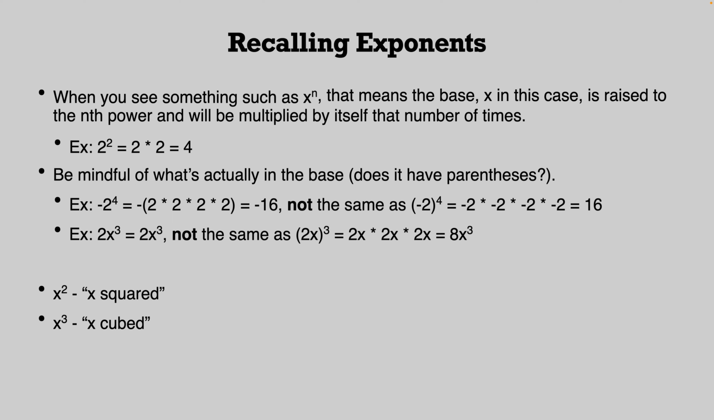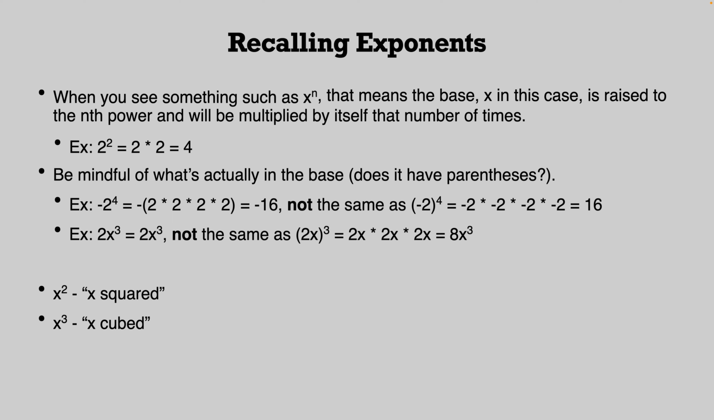So let's recall exponents. When you see something such as x to the n power, that means that the base, x in this case, is raised to the nth power, and will be multiplied by itself that number of times. So for example, 2 to the second power is 2 times 2, which is 4.